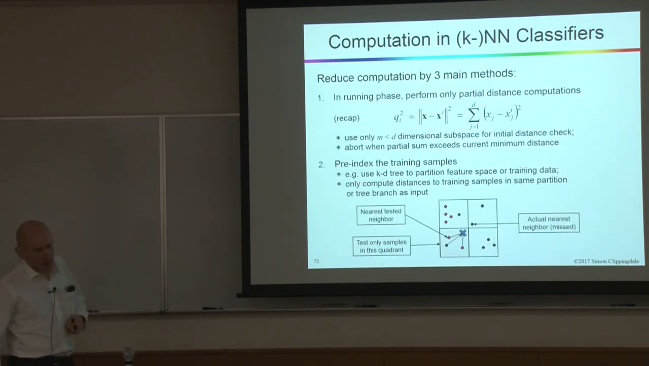Okay. So how can you go about trying to reduce the amount of computation in a classifier like this? There are three main ways of doing it. One is you only need to do part of the distance computation. So, for example, here, from the previous slide, the squared distance between our input vector x and the training sample xi is the sum of squares of the differences of all its components. If we've already computed the squared distance between the input sample and several other training samples, as soon as this sum gets bigger than the smallest one, we don't need to do any further computation. We can reject that sample. So you can abort when the partial sum exceeds the current minimum.